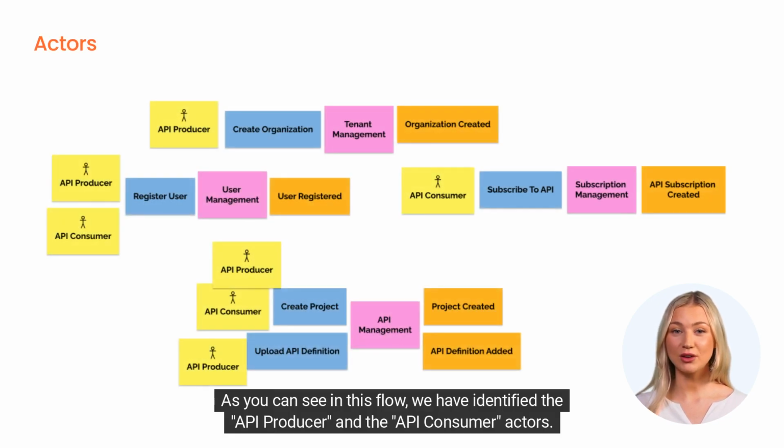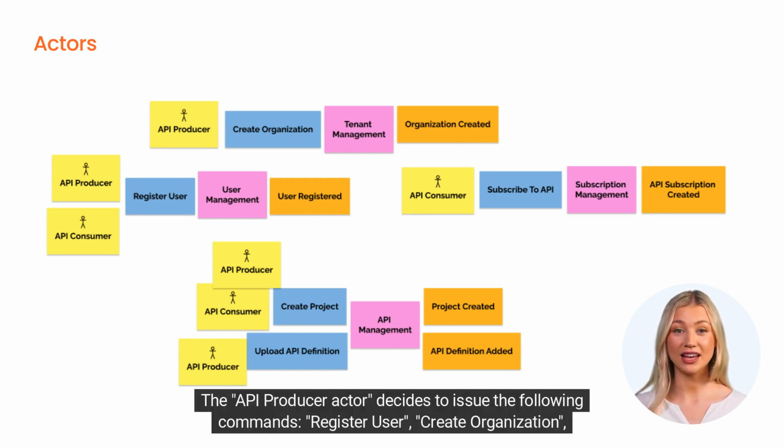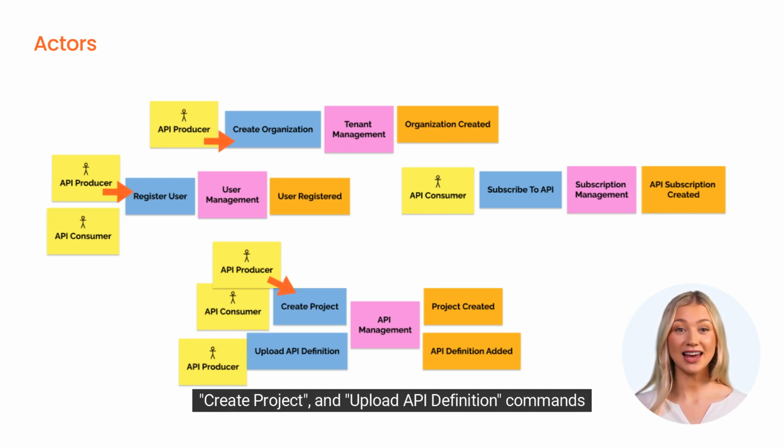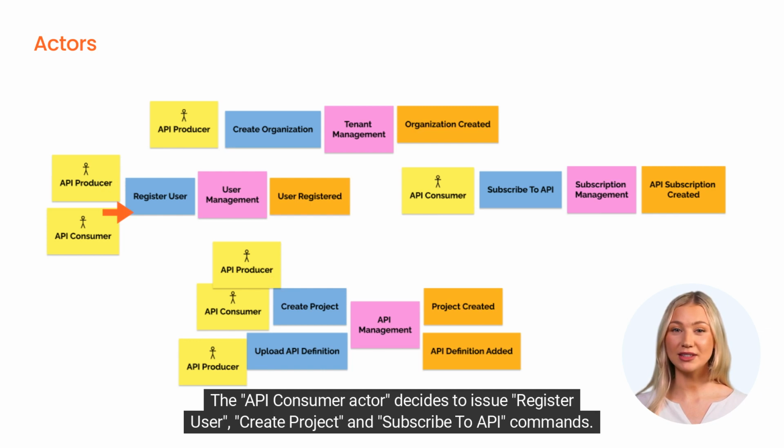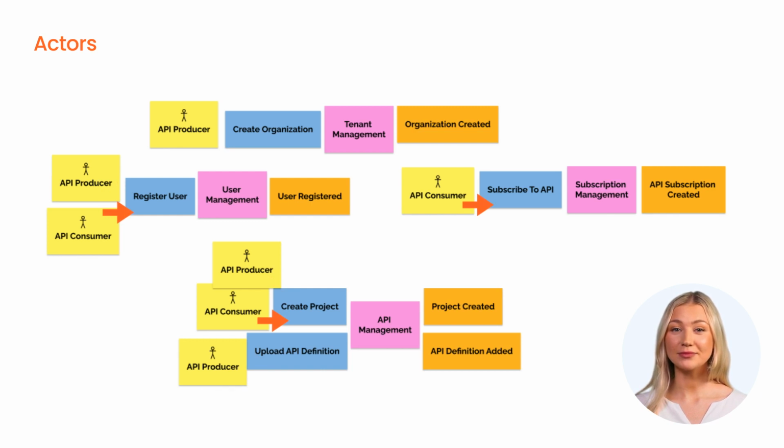As you can see in this flow, we've identified the API producer and the API consumer actors. The API producer actor decides to issue the following commands: register user, create organization, create project, and upload API definition commands. The API consumer actor decides to issue register user, create project, and subscribe to API commands.